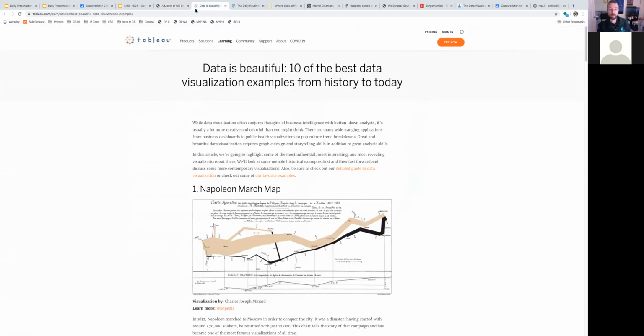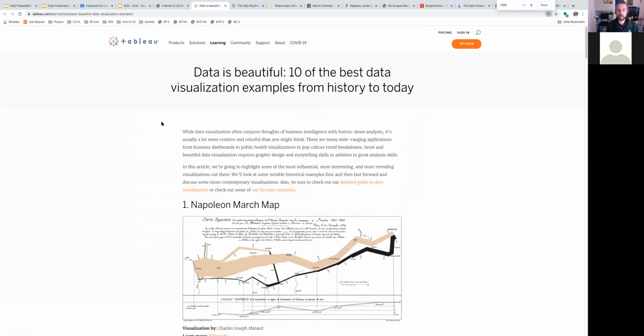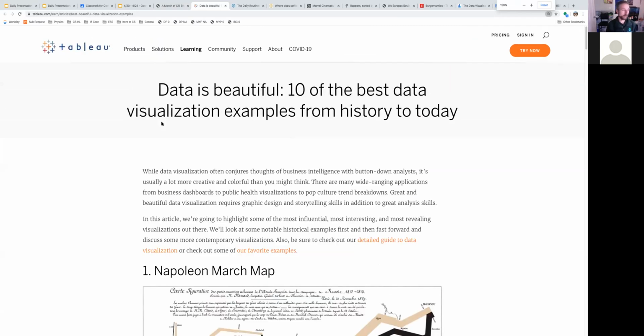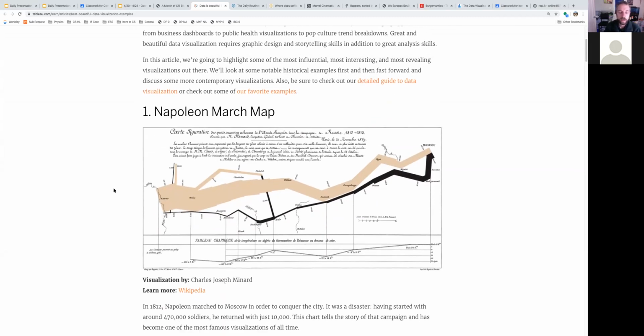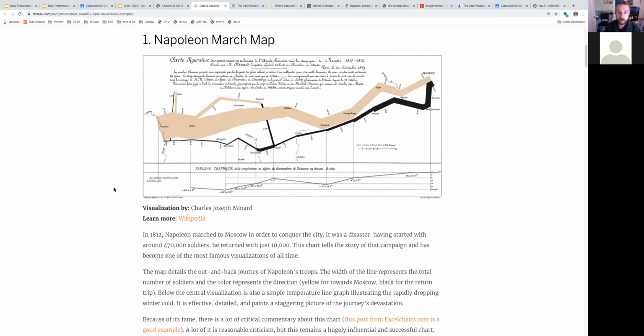All right, second one is, this is a listicle, an article that is a list. And these are examples of different data visualizations from history. So if you're a history geek, this is something to examine because it's just really fun, because then you get to see history through the lens of data and kind of get a better picture for what happened historically.